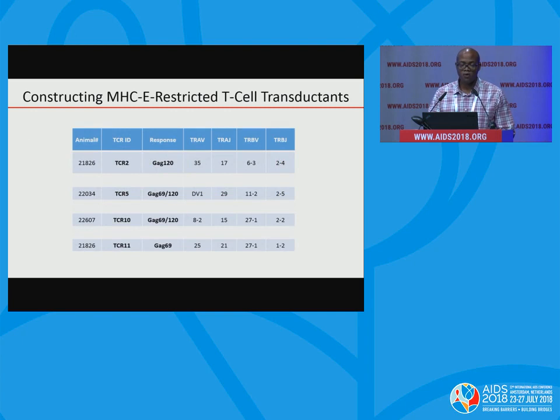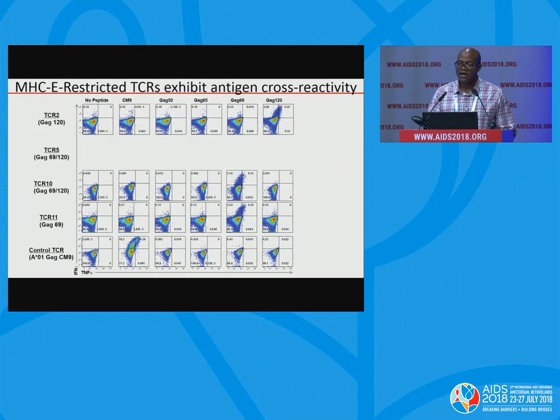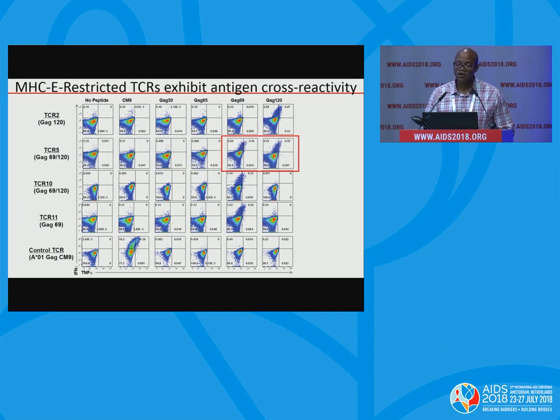With that, we moved forward with looking at MHC-E-restricted T cell transductants. We've tested multiple different candidates, but for this talk, I'll only present 4 of them. So first, the ones that were singly responsive. TCR2, which only responded to GAG120, TCR10, which responded only to GAG69, which was kind of surprising from our sequencing results, TCR11, which only responded to GAG69, and our CM9 transductant as a control, which only responded to CM9. But TCR5, which I discussed earlier, repeated what we saw from sequencing, a capability of responding both to GAG69 and GAG120.